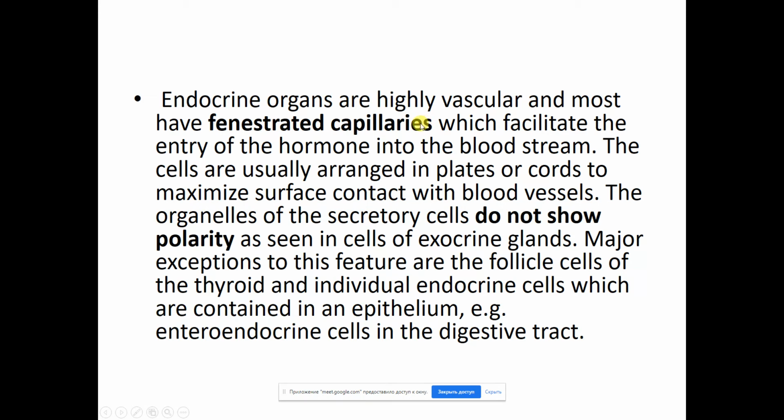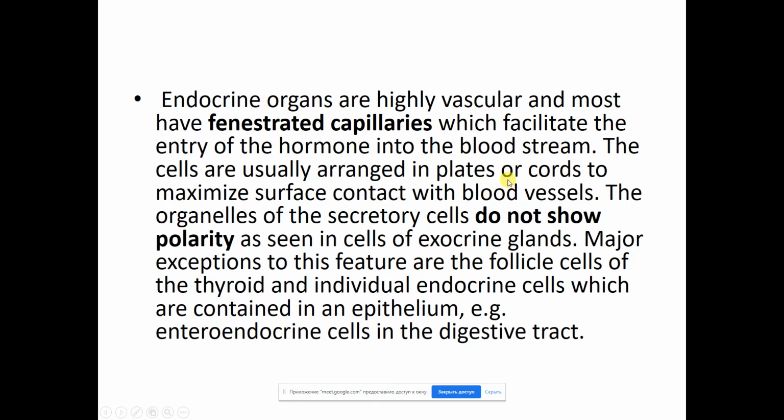They are capillaries with large fenestra, like holes in their membrane, which allow water-soluble compounds to easily penetrate there. So what does it mean? Actually, when a gland produces something, it enters the capillaries, and then the capillaries carry it all over the body. So it facilitates the entry of the hormone into the bloodstream. So that's how you understand it.